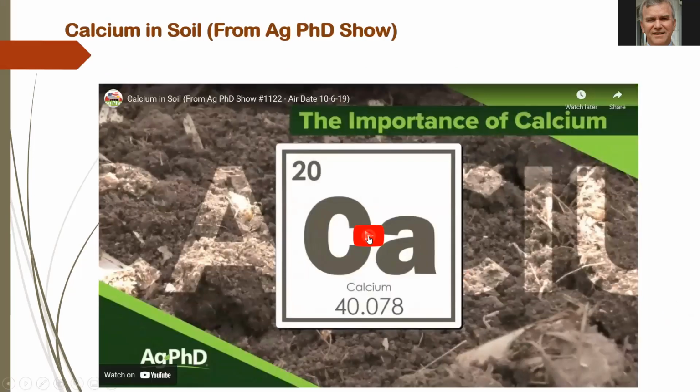So let's play this slide now, which introduces the role of calcium, lime being a source of calcium when added to the soil profile. Go ahead.